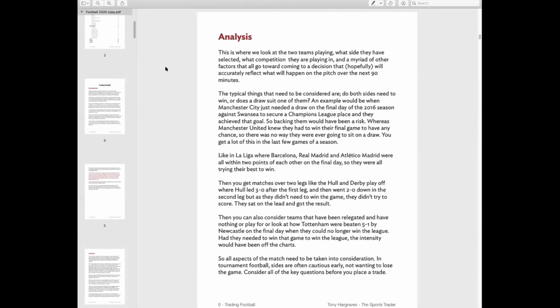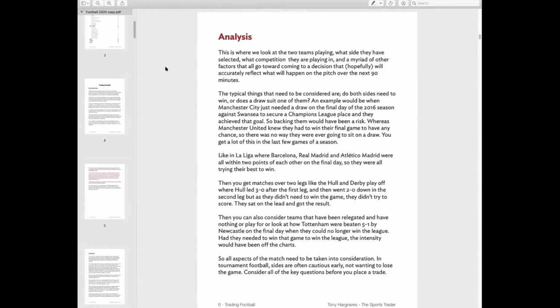So you look in La Liga, Barcelona, Real Madrid, Atletico Madrid, were all within 2 points of each other on the final day. So obviously all of those sides are trying to win. But then you get the interesting games like in the Championship where you've got the playoffs and stuff over 2 legs. And you may not need to win the first game. If you're away, you might be quite happy to take a draw and just sit on that and then go home and try and win it at home. So you've just really got to consider the type of game that you're playing.